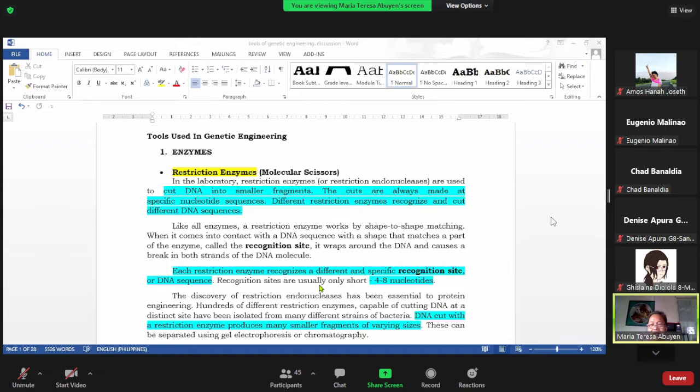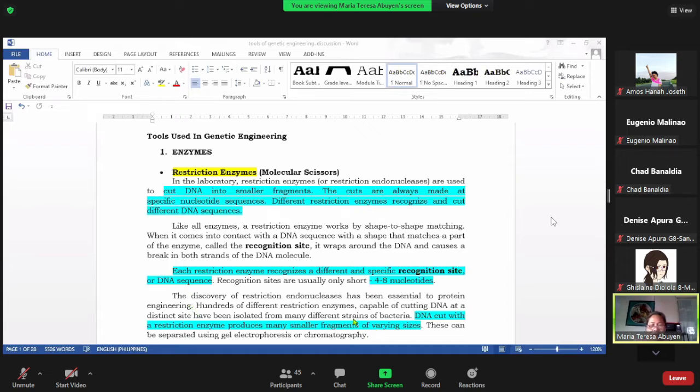Recognition sites are usually only short, from 4 to 8 nucleotides. 4 to 8 nucleotides.